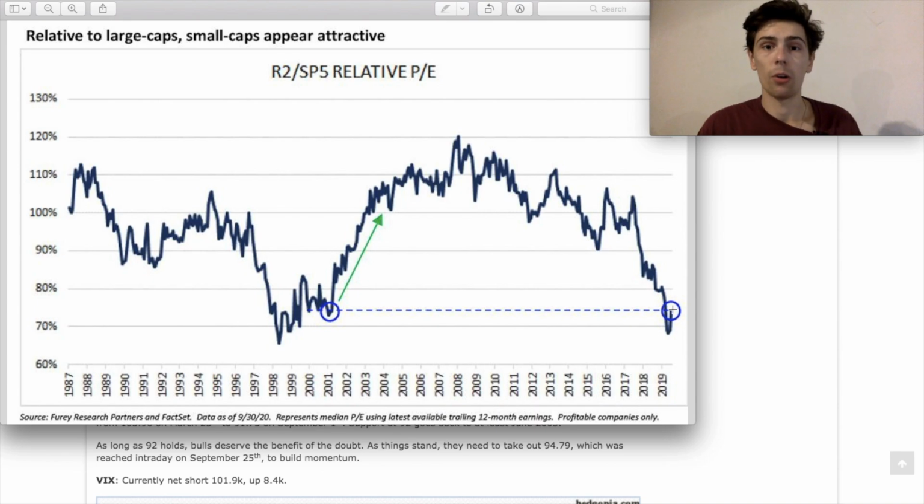Again, it might not happen right away, but this is something I expect to happen, and my portfolio is positioned accordingly. Most of the stocks I own are smaller cap companies, and so in the event that this does play out, it would be very good for me and my portfolio.